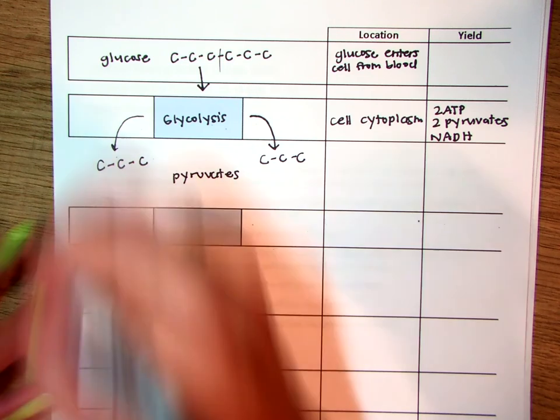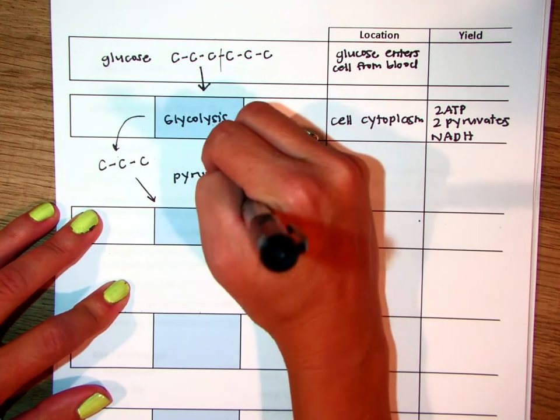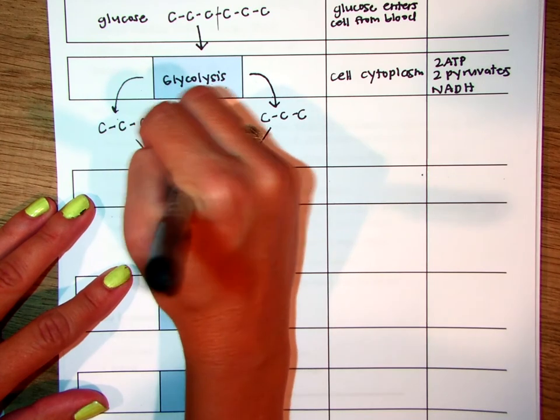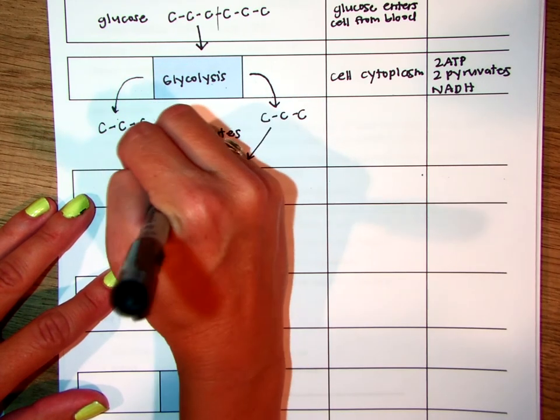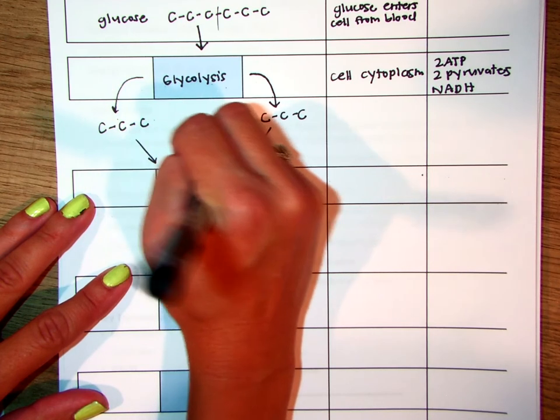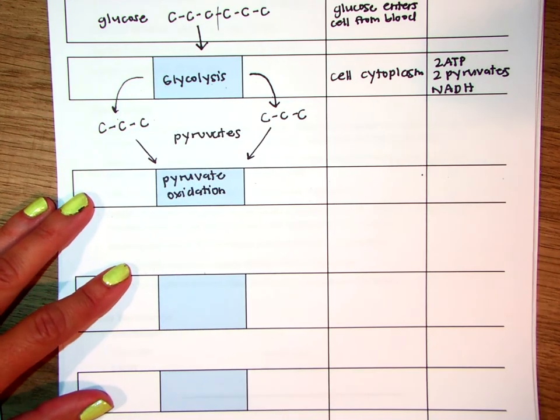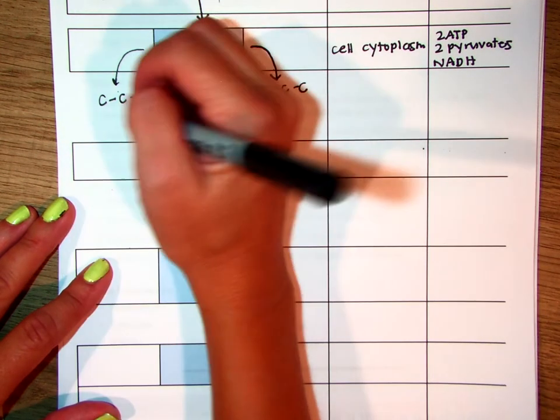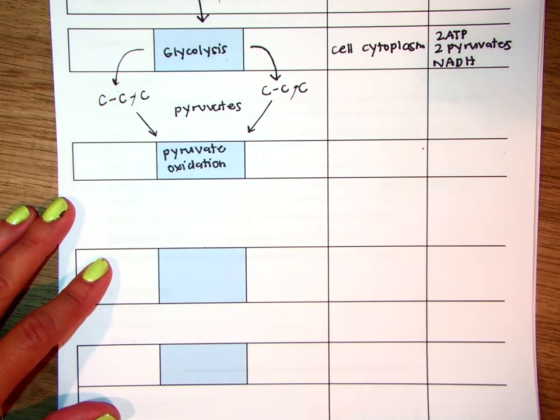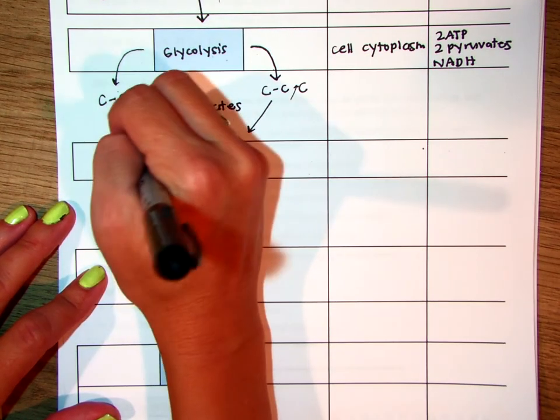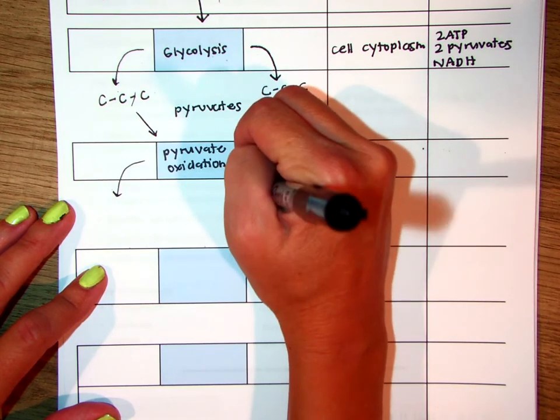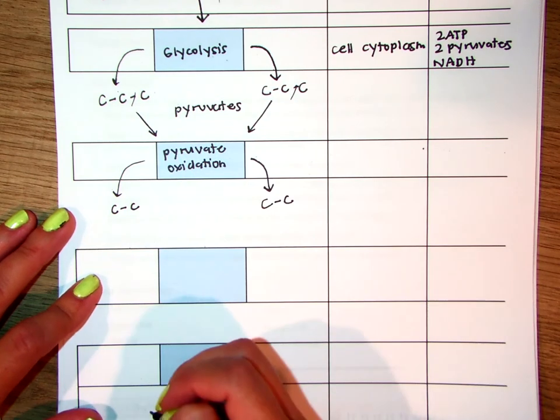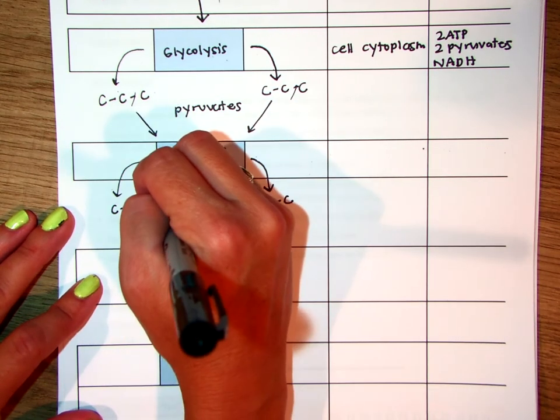All right, our next step. These 2 pyruvates are going to head into pyruvate oxidation. So what's going to happen is we're going to cut off a carbon from each of these. So you're going to end up with 2 carbons from each of these. And these are what we call acetyl-CoA.